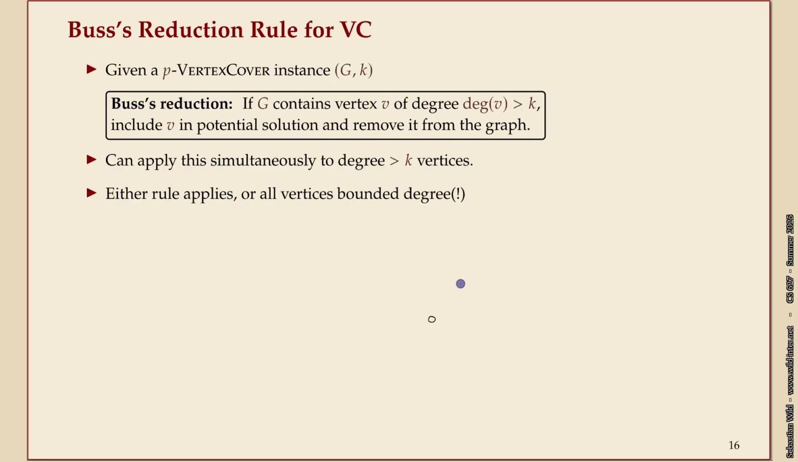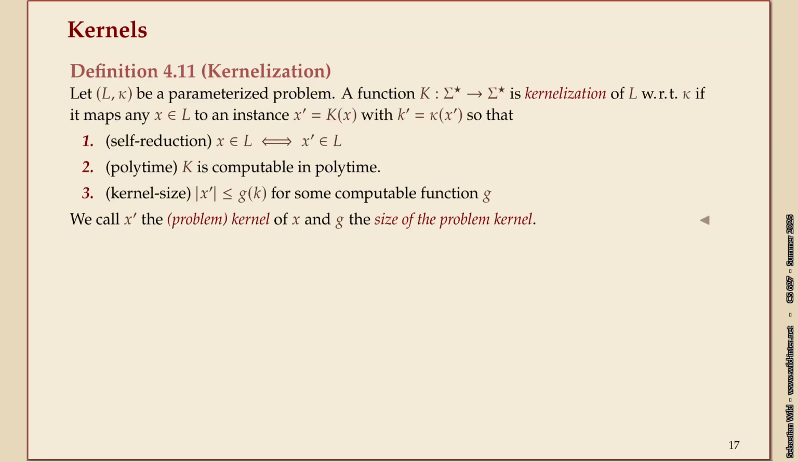So I wanted to draw this high degree vertex, but maybe by now it's kind of clear. Let me just leave it with this. Okay, so this is more promising, maybe just because it seems to do something more interesting, and if k is not too big, this has the potential of making the graph really small. Let's first define what we want formally.